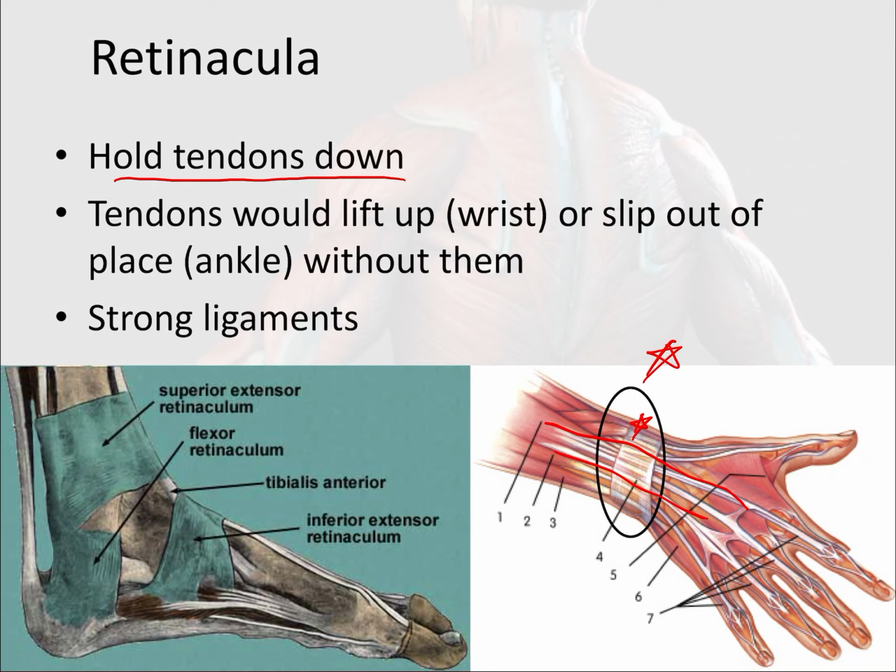Okay, we have another one. We have lots of them at our ankle as well. All these in the ankle are helping us to hold tendons down. So they're very similar to ligaments, very strong, but their main job is to hold down tendons.